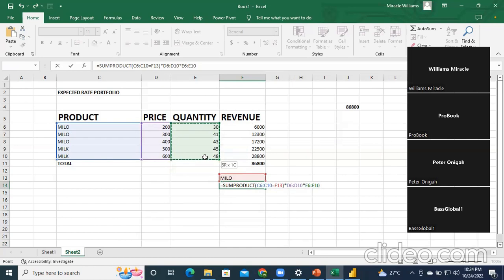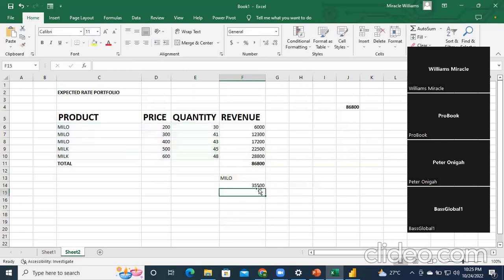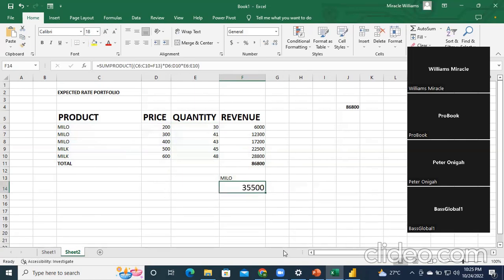So I'm also going to multiply it by this quantity, which is this. So if I bracket this close and click on enter, it's going to show me how much was generated revenue for only Milo. So if I do that, I'm also going to put a bracket here to command this, and I say enter. So you can see right here that this is what we got. This is our generated revenue for Milo. So if you calculate these three Milo, it must give you 35,500.